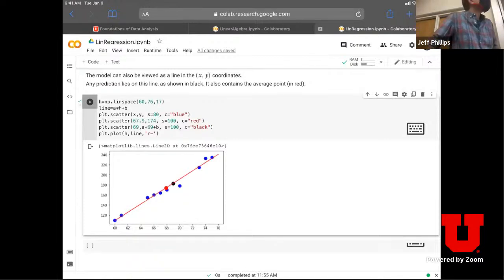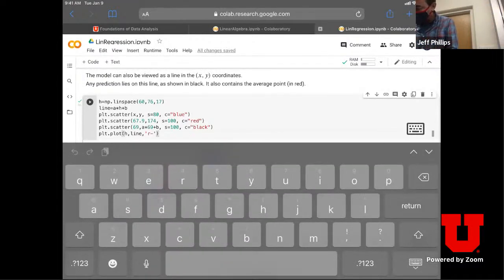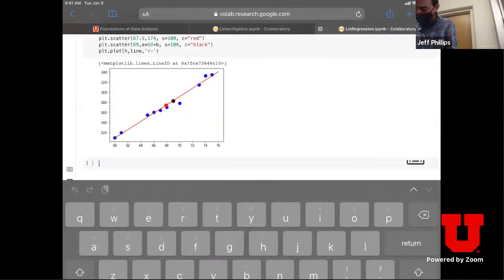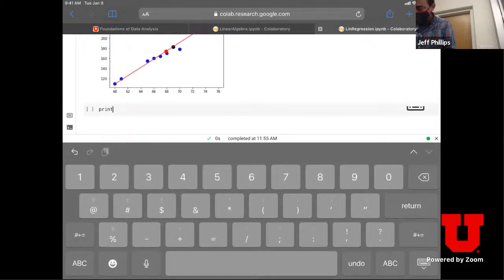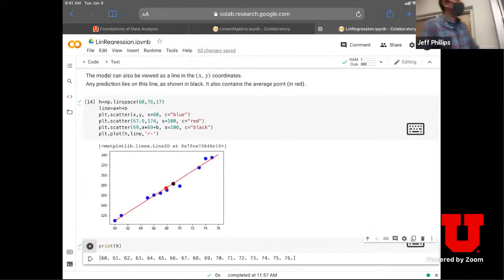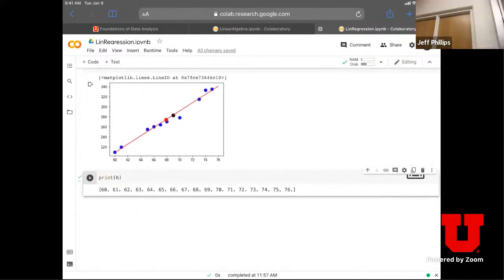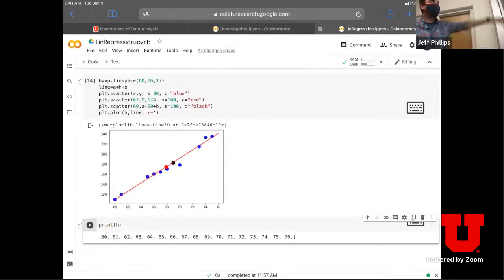Yeah, question? What are the values? If I print out here, just so you see what this is, the linspace is these values 60, 61 up to 76. It's a shorthand, which is very useful: I pick a bunch of points along here, and I'm going to evaluate a function at a bunch of values.